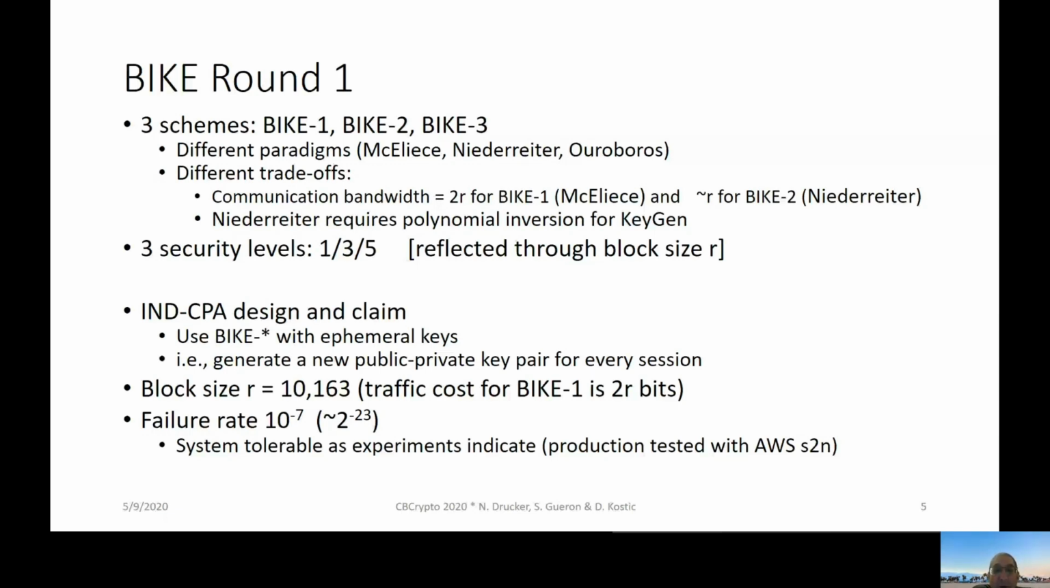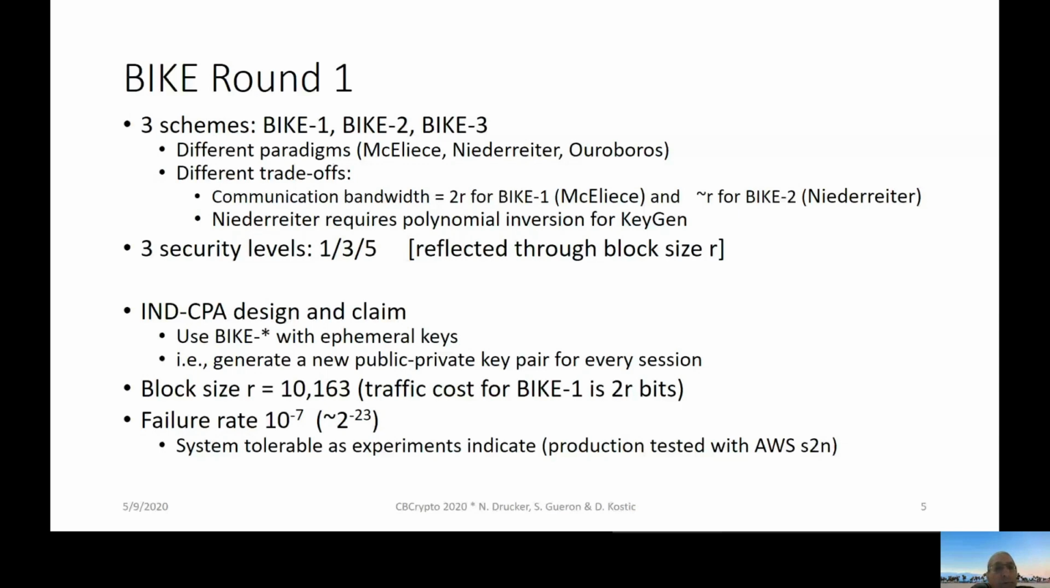And this is the traffic cost for BIKE 1, which is 2R. Now the failure rate of this scheme in this design was 10 to the minus 7. This is 2 to the minus 23. And what we can say is that this is tolerable by a real system. And for a real system, we actually made experiments on this in production testing in AWS s2n. This is the equivalent of libssl for AWS. So this was the original design.